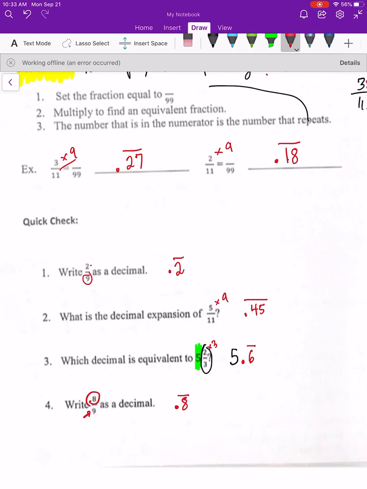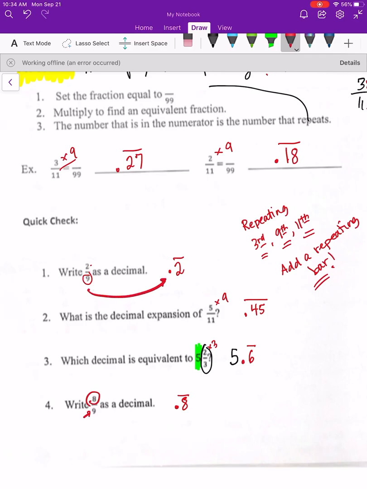Now, there are lots of different fraction denominators that will give you repeaters, but the repeating ones that we're going to concentrate on this year are the thirds, the ninths, and the 11ths. So when we start to do these, don't forget that 3, 9, and 11, you all need to add a repeating bar. So don't forget that. That's really important. And there you have it. Going from a fraction to a decimal for a repeater. They end in 3s, 9s, and 11s, and there are some quick tricks for you.